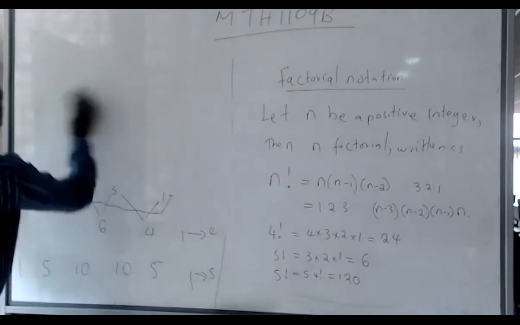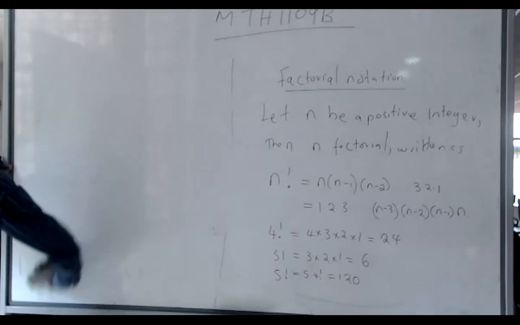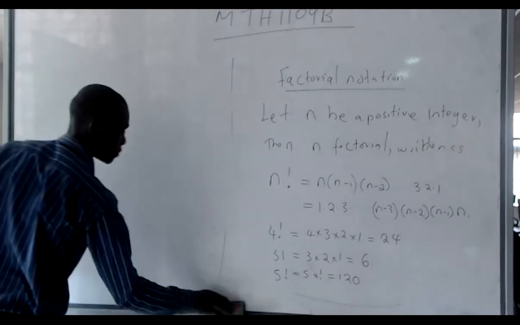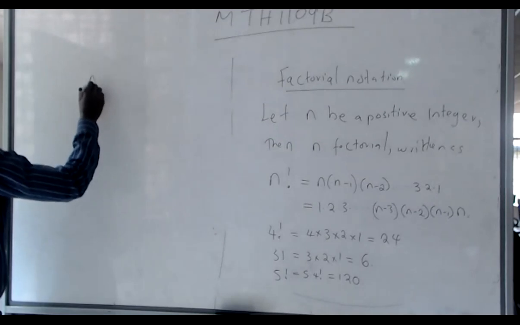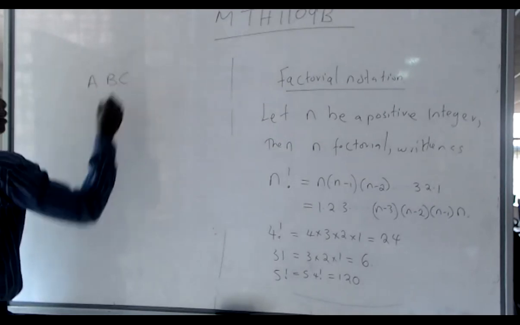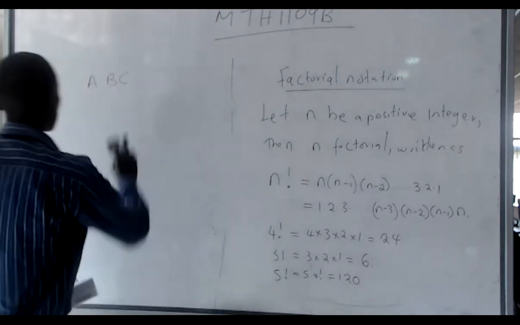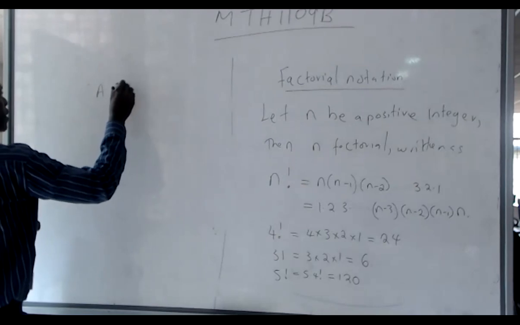Perhaps you're wondering, why do we need this factorial? What's the motivation for this? Suppose you have 3 letters, A, B, and C. Or let me write this as a set. You have the set A.